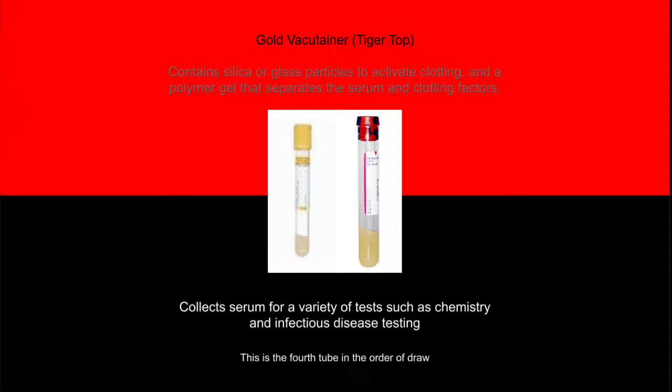The gold vacutainer, also known as the tiger top, also known as the serum separator tube, can contain silica or glass particles to promote clotting and a polymer gel that will actually separate the serum from the clotting factors. This tube is also allowed to clot and then spun in a centrifuge to produce the serum.